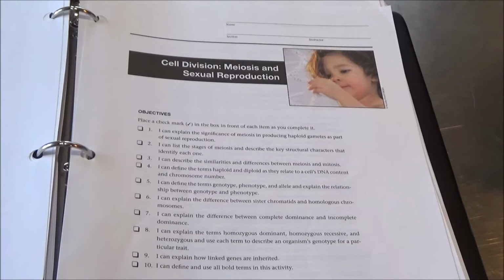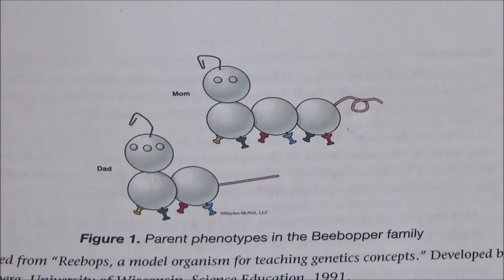Today's lab is cell division, meiosis, and sexual reproduction, which begins on page 81. Please look at the objectives on this page. So in this lab activity, we're going to look at meiosis and sexual reproduction in imaginary creatures called beboppers. Figure 1 shows a drawing of these creatures.